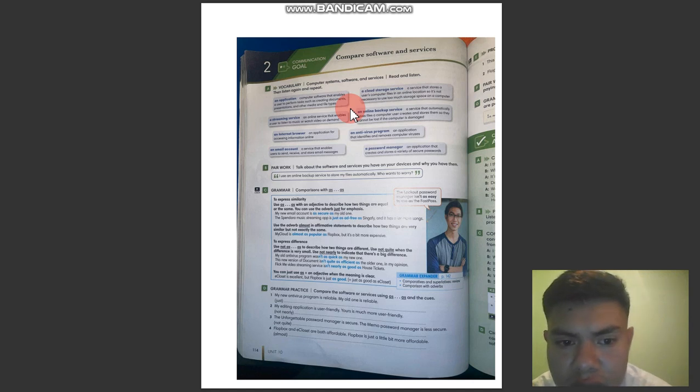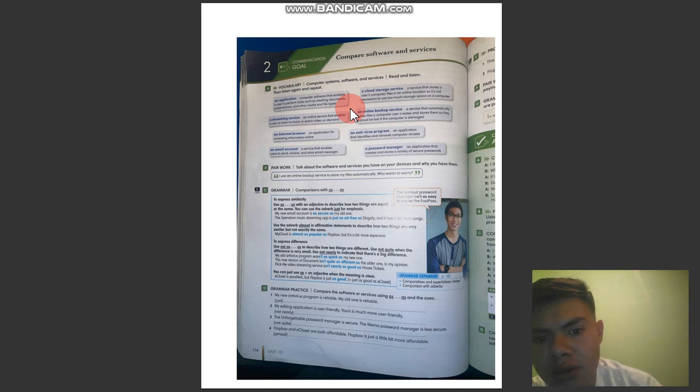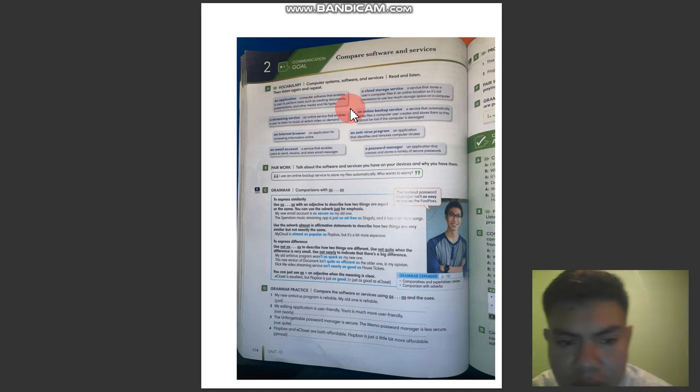Then we use the word almost in affirmative statements to describe how two things are very similar but not exactly the same. For example, my cloud is almost as popular as Flobe, but it is a bit more expensive.